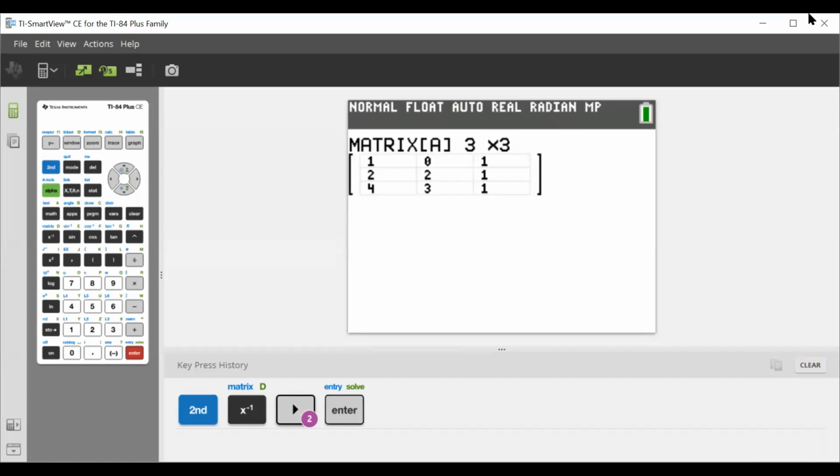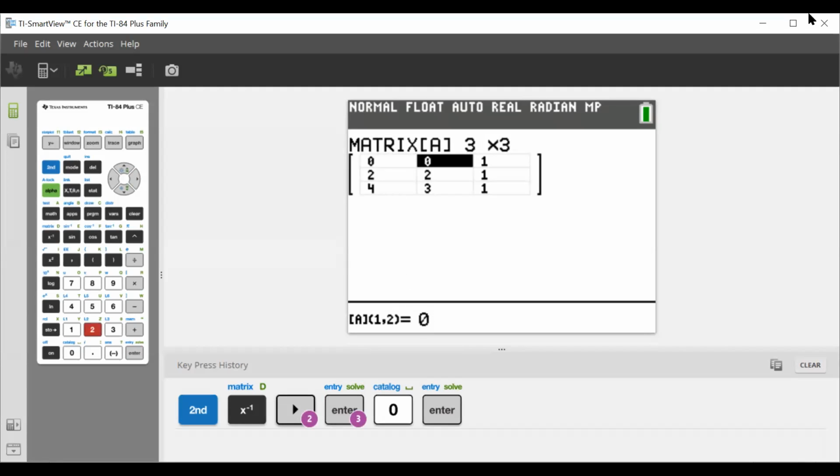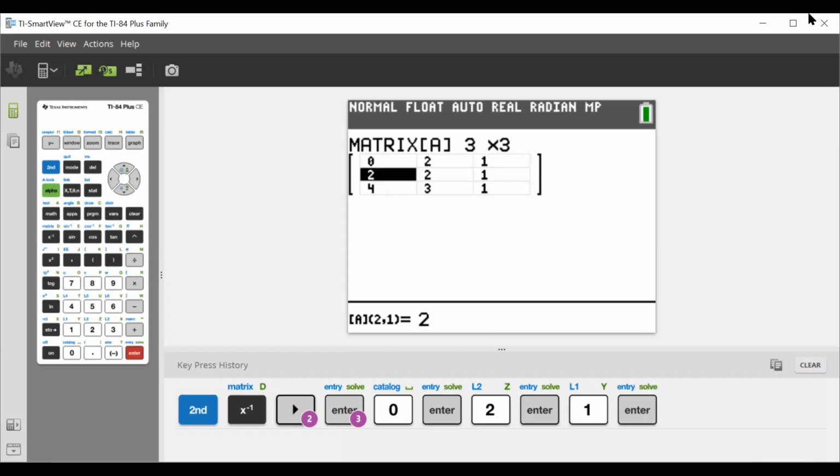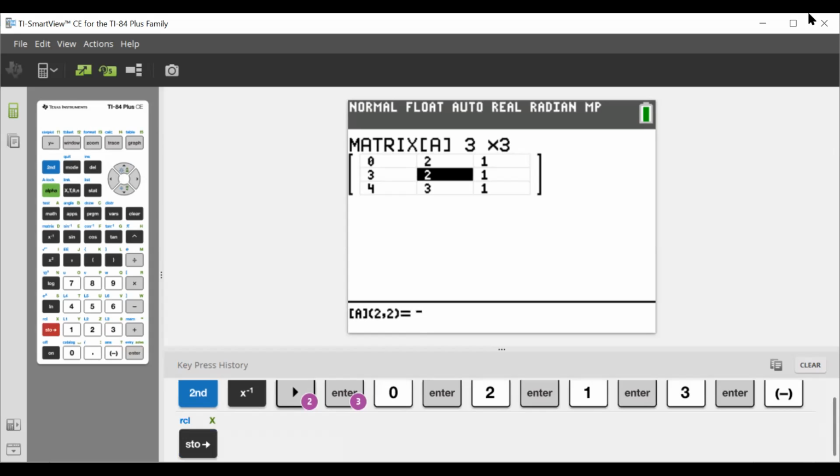Now that determinant that we ended with was a 3 by 3 matrix. So I'm going to do 3 by 3. So enter, enter. And then the matrix was 0, 2, 1, -3. Oh, no, sorry, 3, positive 3. 3, -1. Whoops.